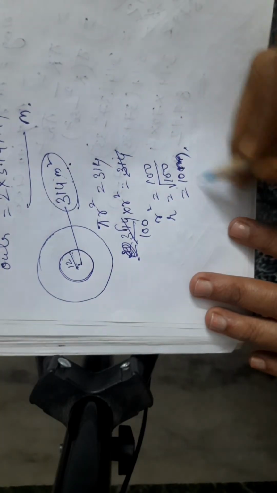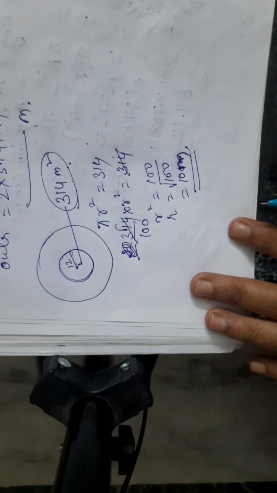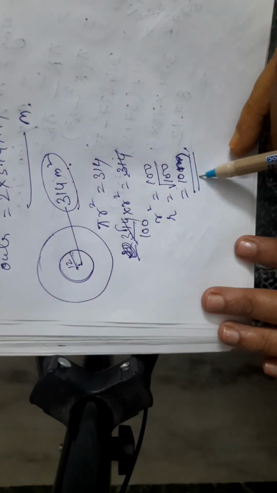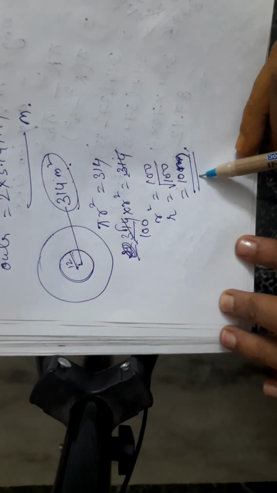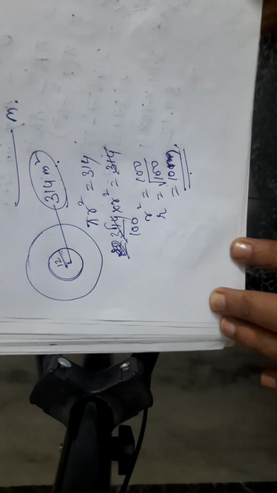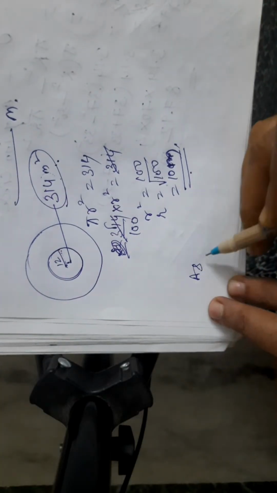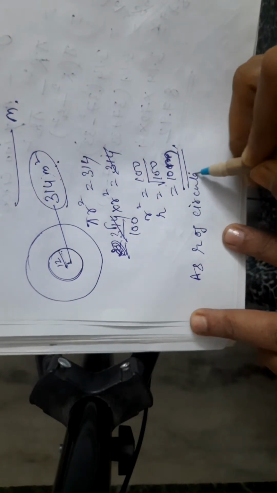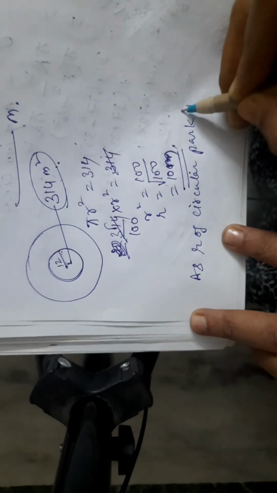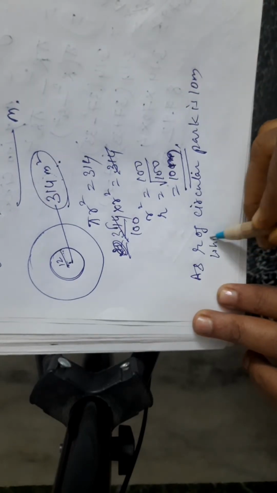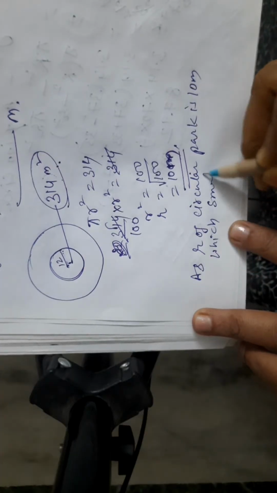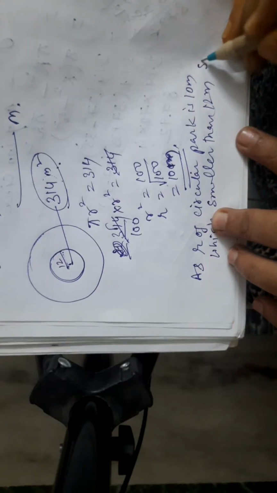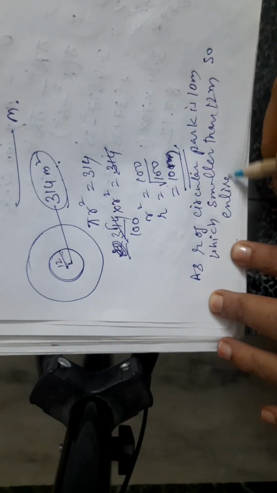So as 10 is smaller than 12, the sprinkler can water up to 12 meter. We have got the radius of the circle to be 10. So the answer will be: the sprinkler can water the complete park, as the radius of the circular park is 10 meter, which is smaller than 12. So the entire park can be watered.